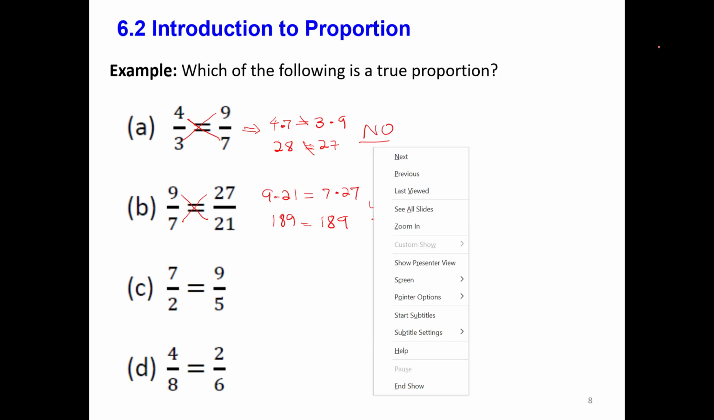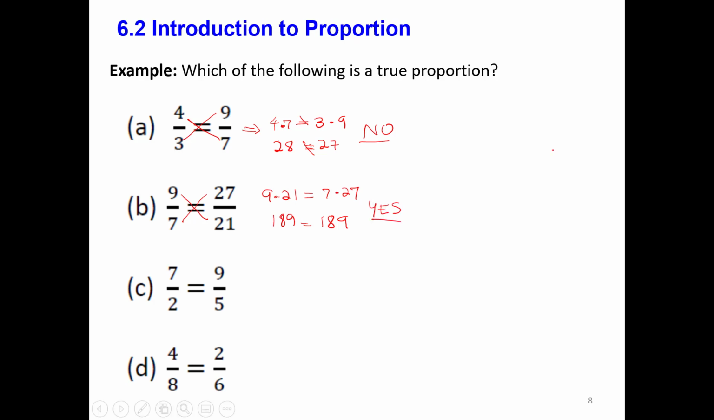In this case, we want to see if this is really a true proportion. Then the product of the extremes must be equal to the product of the means. Then 7 times 5 must be equal to 2 times 9. 7 times 5 is 35. 2 times 9 is 18. They are not equal, and this is not a proportion. And the other one, we will do the same thing.